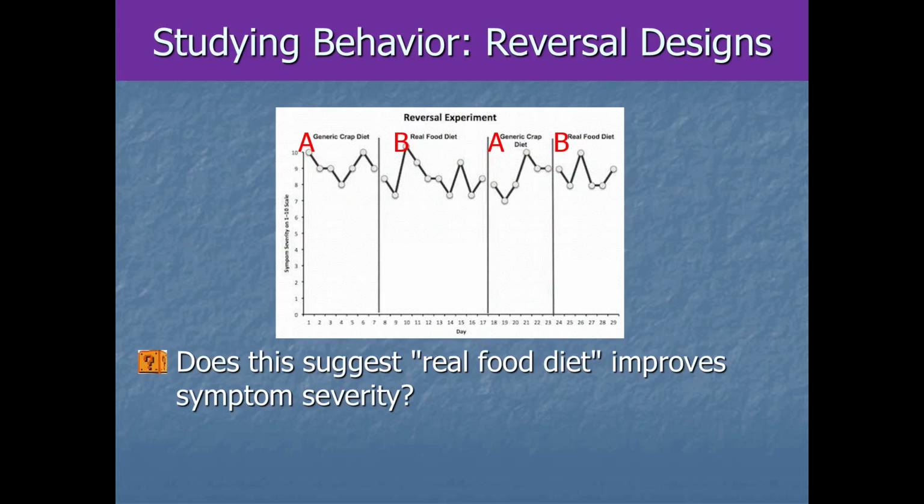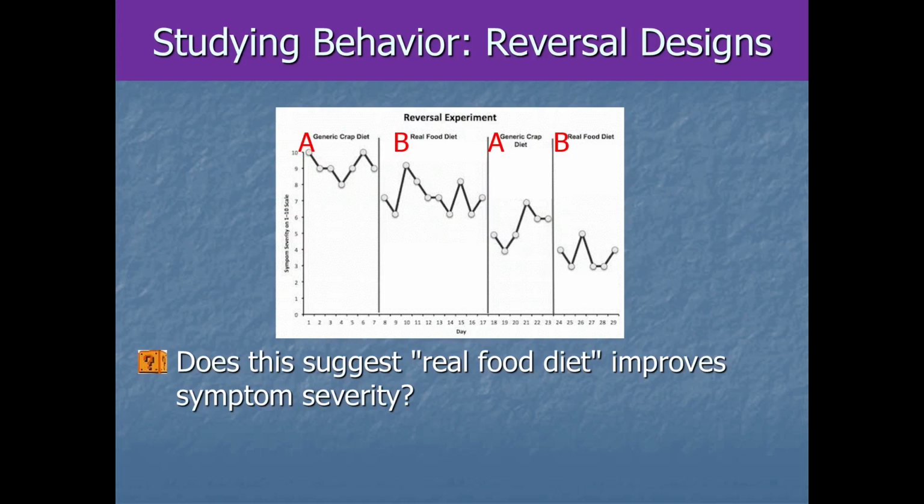So I wouldn't run to the presses telling people that this study shows us real food is better than a generic crap diet. Even if I believe that claim already for some other reasons, this isn't good evidence of that. But what if your friend did that AB-AB design and the results looked like this instead? Now we've got a more clear decrease in symptoms over time, right?